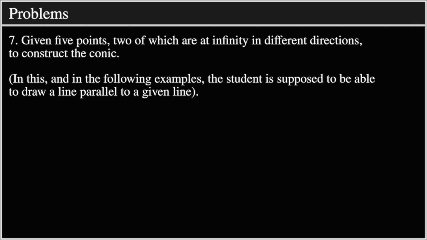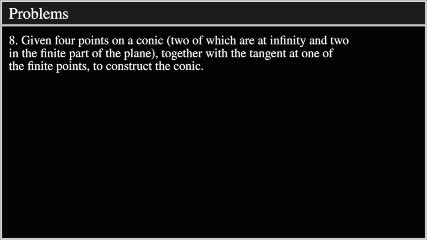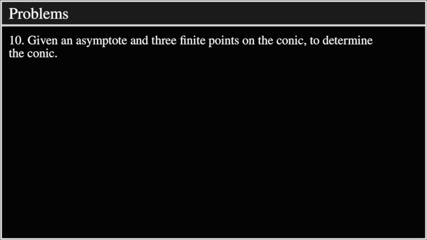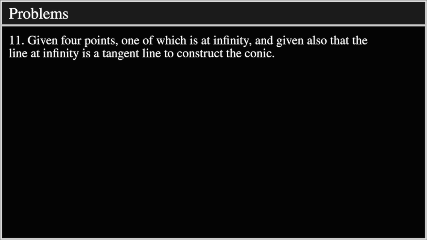In this and in the following examples, the student is supposed to be able to draw a line parallel to a given line. 8. Given four points on a conic, two of which are at infinity and two in the finite part of the plane, together with the tangent at one of the finite points, to construct the conic. 9. The tangents to a curve at its infinitely distant points are called its asymptotes if they pass through a finite part of the plane. Given the asymptotes and a finite point of a conic, to construct the conic. 10. Given an asymptote and three finite points on the conic, determine the conic. 11. Given four points, one of which is at infinity, and given also that the line at infinity is a tangent line, to construct the conic.